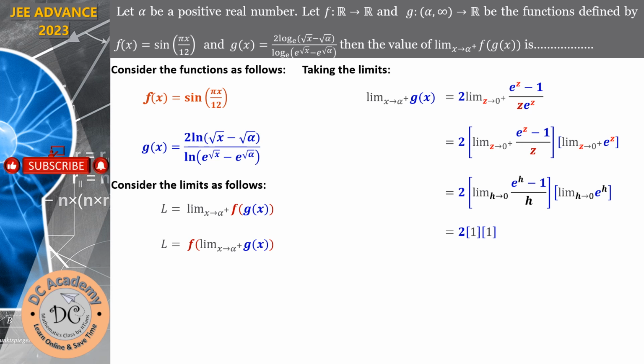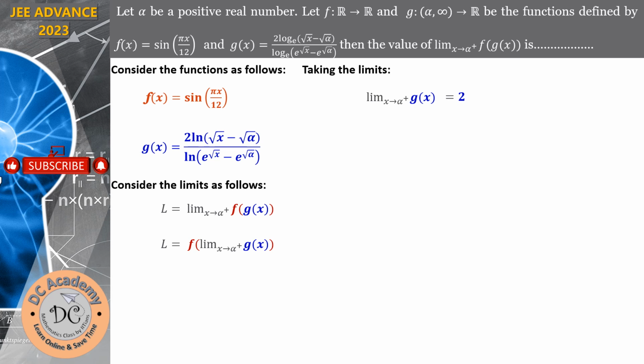If we use that, we can easily say it will be equal to 2 times the limit as h tends to 0 of e to the power h minus 1 divided by h, which is a standard limit equal to 1. And for the other case, it will be the limit as h tends to 0 of e to the power h, where direct substitution will work, and it is e to the power 0, that's why 1. So therefore, the final limit is 2. So we calculate the limit as x tends to alpha plus of g(x) is equal to 2.